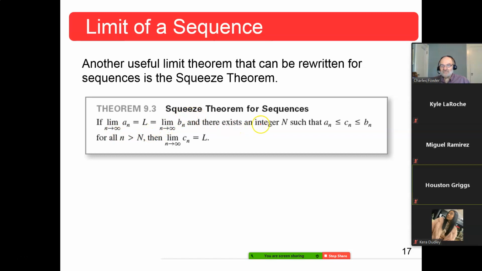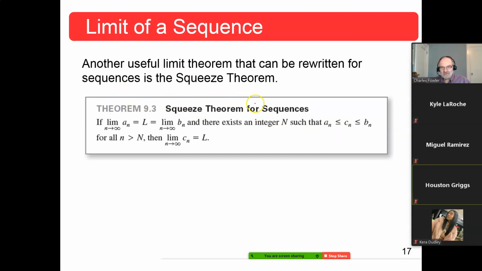then there exists some number capital N such that a sub n is less than c sub n, which is less than b sub n. Now, here's the assumption: b sub n must be greater than a sub n. They didn't say that here, but that's what they're implying, because c sub n has to be in between a sub n and b sub n.